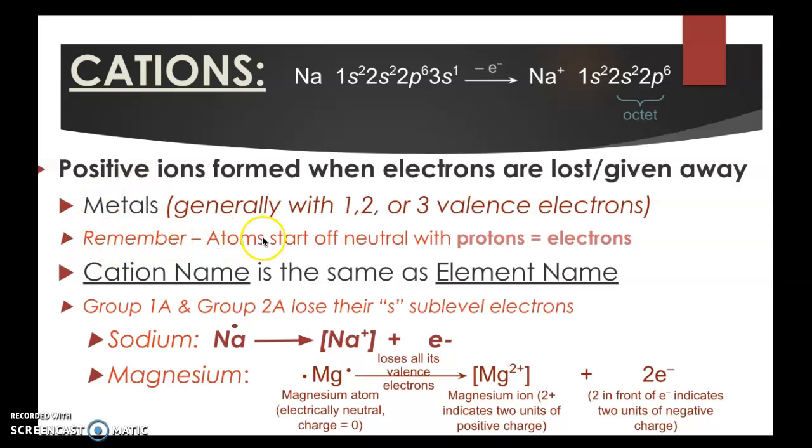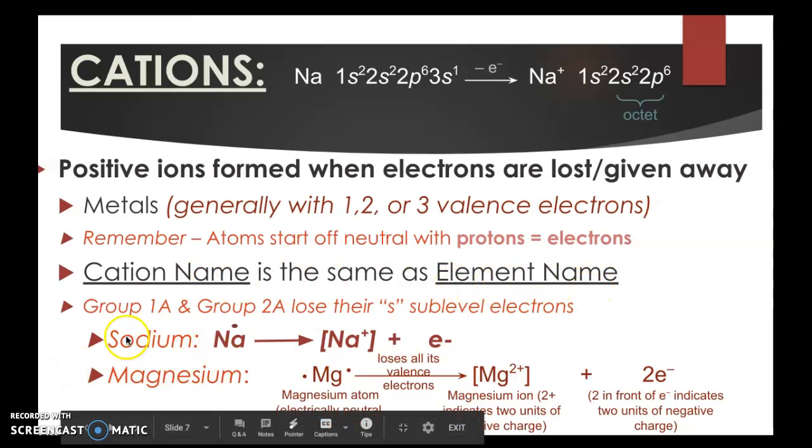When we start off, atoms start off neutral, and by neutral we mean the protons are equal to the electrons. So when the metals lose those electrons, now we have more protons, so the ion is going to have a positive charge. Now we also want to start looking at the names of these. A cation name is going to be the same as the element name. Like these two examples down here, when the sodium atom loses that electron, we still just call it sodium. You don't change the name at all. So the magnesium ion, we just call it magnesium.